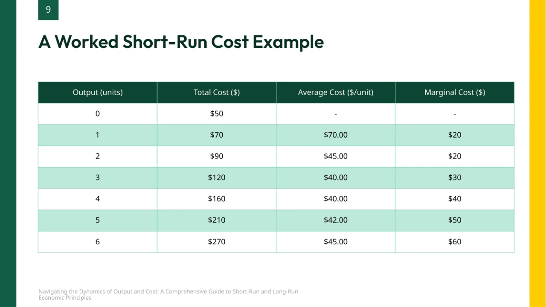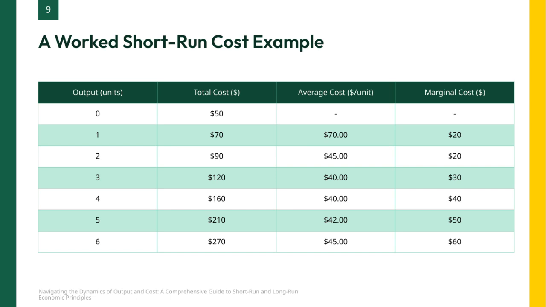Moving to average cost per unit, we can see it starts high at $70 for the first unit and generally decreases as output increases, hitting a low point at 3 and 4 units before rising again. This demonstrates economies of scale initially. Finally, looking at marginal cost, the cost of producing one more unit, we see it stays constant at $20 between outputs 1 and 2, but begins to rise steadily after that, reaching $60 by the 6th unit. This rising marginal cost reflects diminishing returns in the short run.